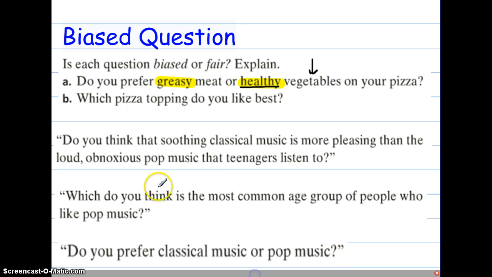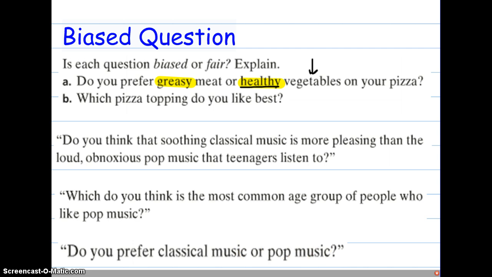Okay, we're going to have 3 right here. Do you think that soothing classical music is more pleasing than the loud, obnoxious pop music that teenagers listen to? Another way of stating that question is, which do you think is the most common age group of people who like pop music? Or do you prefer classical music or pop music?